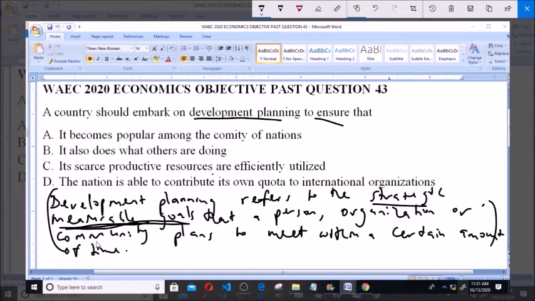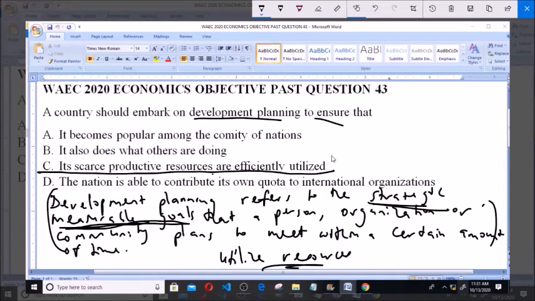Setting of strategic goals by a community, and this setting of strategic goals by a community will enable the community or the country to efficiently utilize the resources available to make sure that these strategic goals that have been measured are met, instead of just doing things without a set out plan or a set out goal to accomplish. So option C, its scarce productive resources are efficiently utilized, is the correct answer to this question.